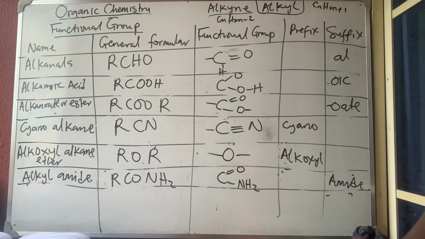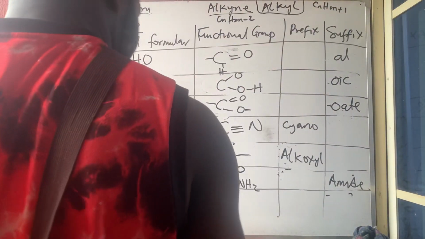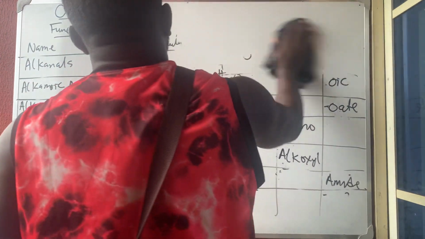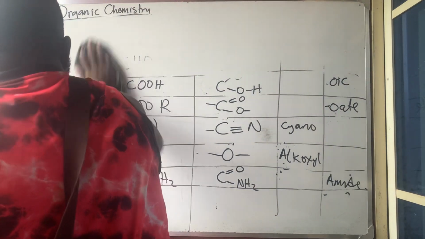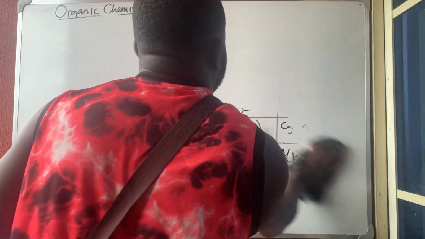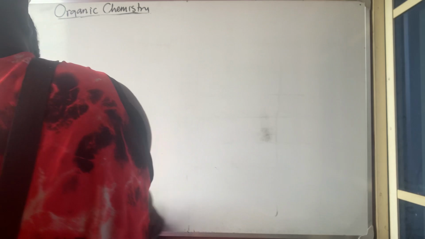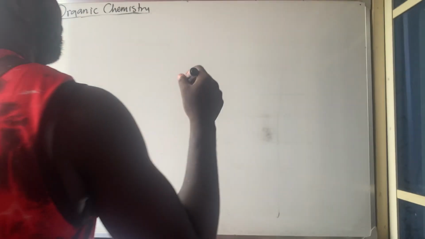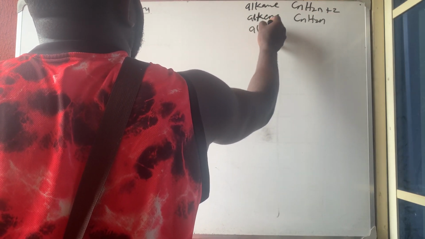Let me check my time. Okay, so you will take your time and study it very, very well. Just know that only the alkane, the alkene, and the alkyne have different formulas. For the alkane, it is simply CnH2n+2. Then remove 2 to get the what? Alkene. That is CnH2n. Then remove 2 again to get the what? Alkyne. That is CnH2n-2. These three are different.